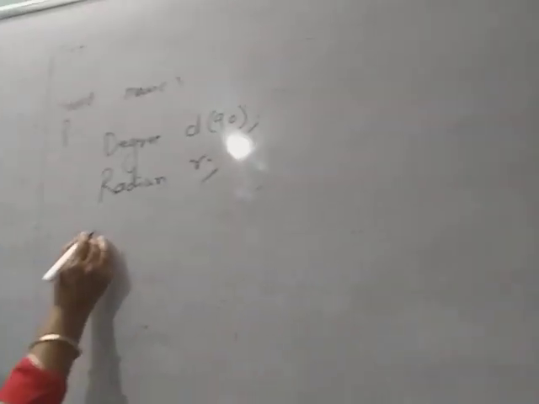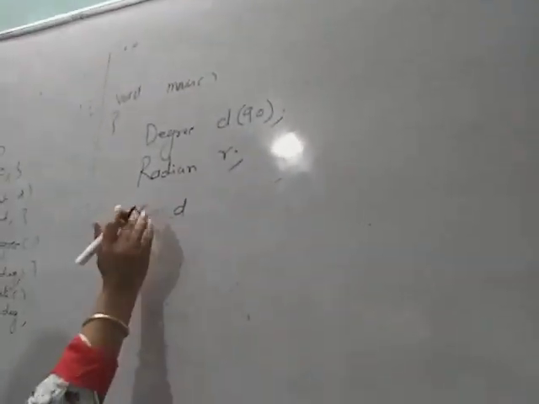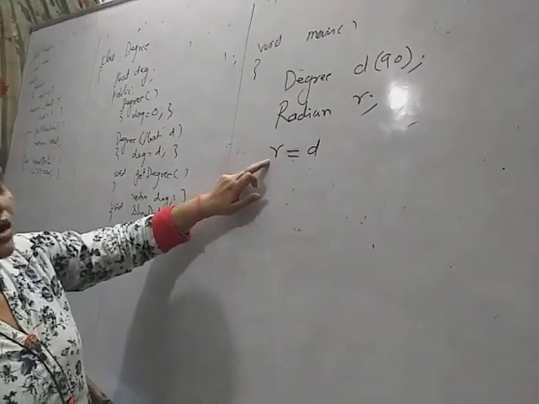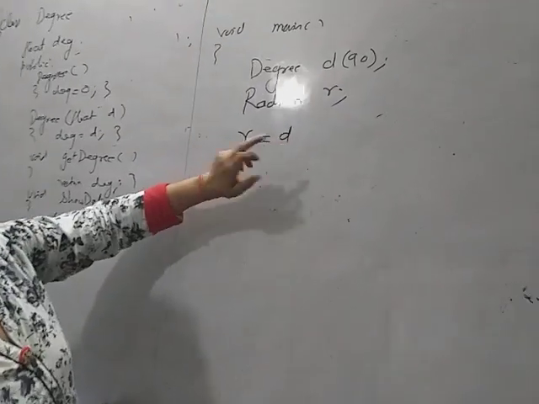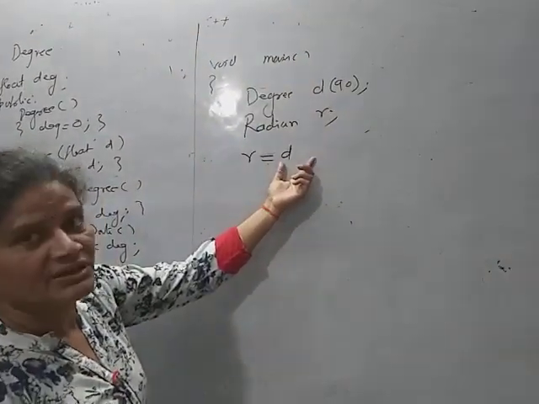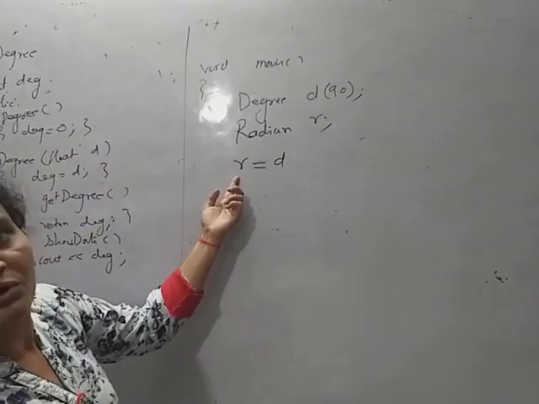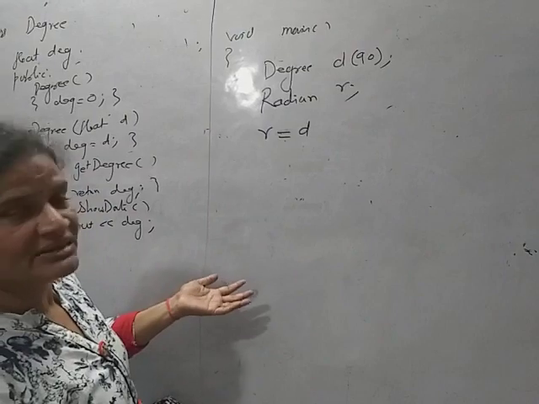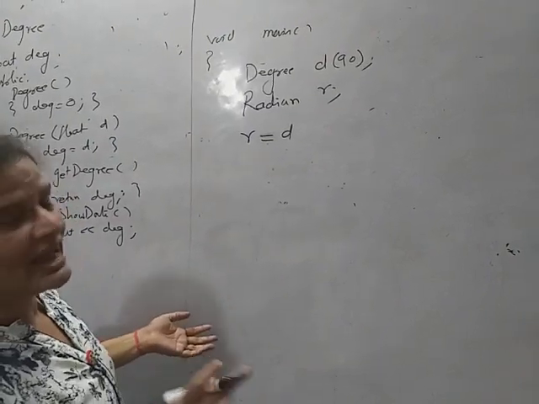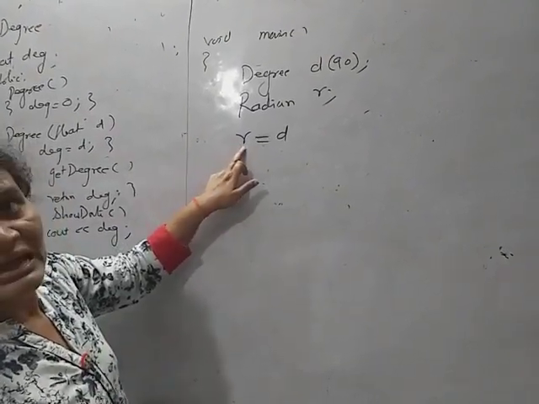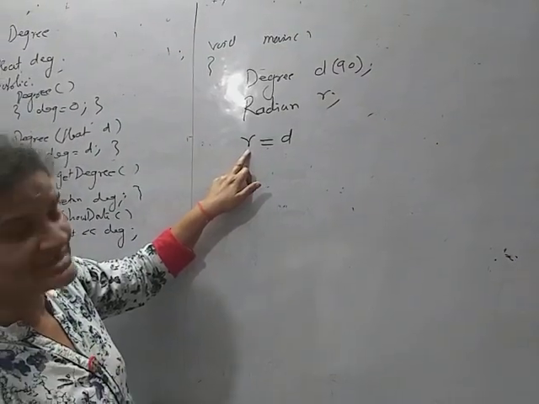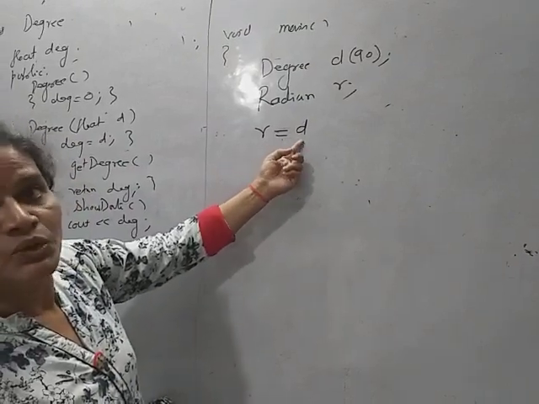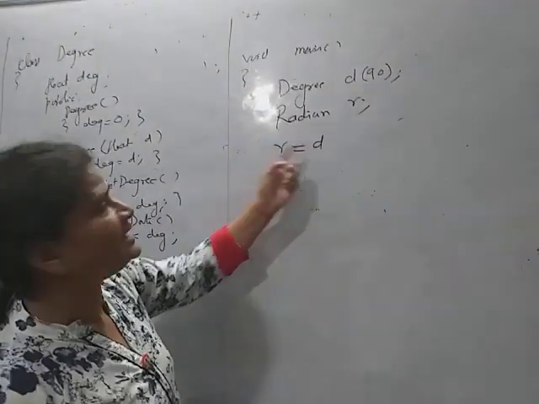Now I am writing the statement R equal to D. Carefully see, R equal to D. Here I want to convert the object of one class into an object of another class. I want the degree object to be converted into a radian object. Now there are two ways. Either you can use a one argument constructor, which should be written in the destination object's class and will take a degree object, or a conversion routine that can be written in the degree class.